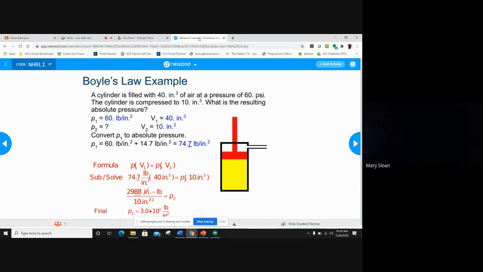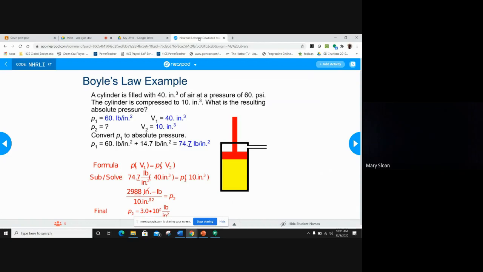When I'm talking about Boyle's law, I have to check pressure. The pressure given is only gauge pressure. It is not the pressure I'm looking for. So I have to add atmospheric pressure to get absolute pressure. Now I have it, and now I can do it. 74.7 times my volume 1, which is 40 inches cubed, divided by 10 inches cubed.